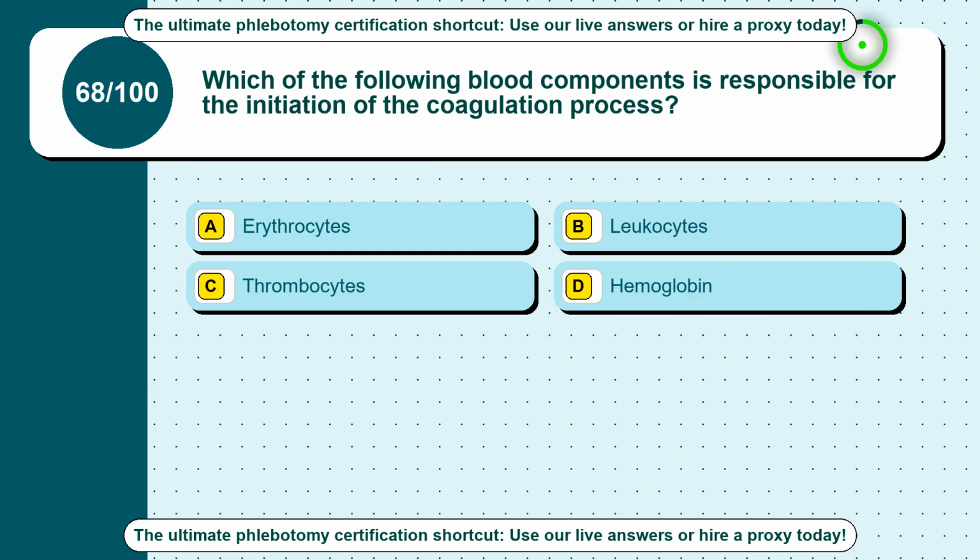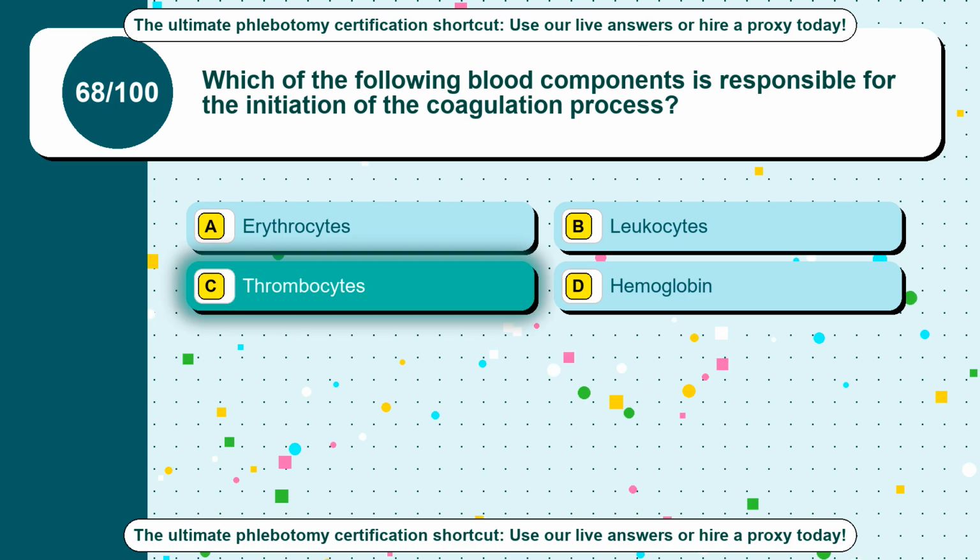Question 68. Which of the following blood components is responsible for the initiation of the coagulation process? Option A. Erythrocytes. Option B. Leukocytes. Option C. Thrombocytes. Option D. Hemoglobin. The correct answer is option C.